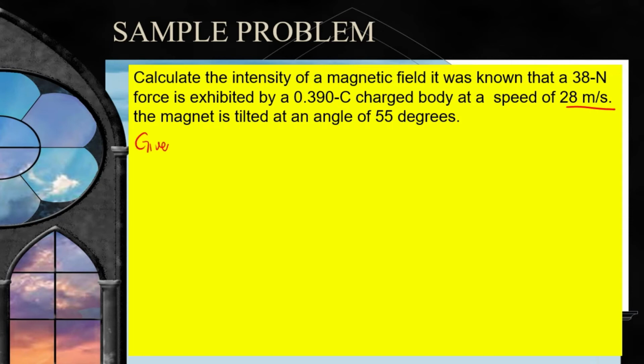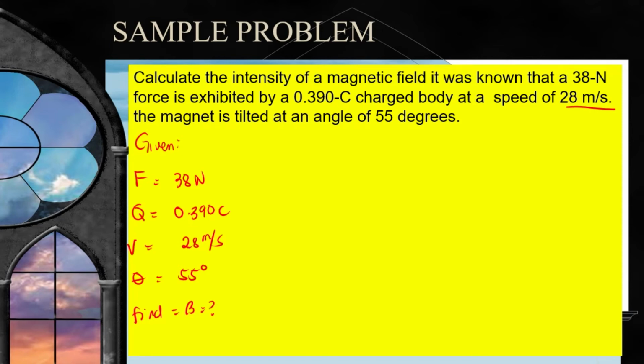Our given, we have here your force, which is 38 newtons. You also have your charge, which is 0.390 coulomb. Your V, we have 28 meters per second. And your angle, which is 55 degrees. So we need to find our magnetic field.